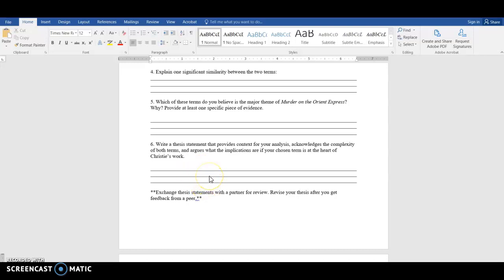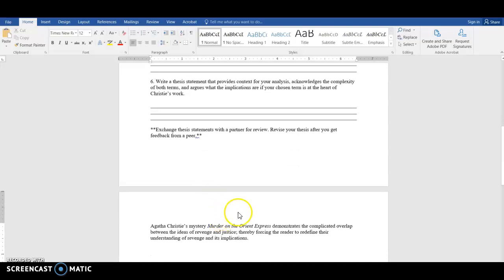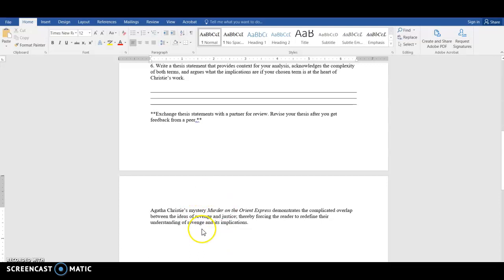Just as an example to kind of help you out, I've written a possible thesis statement for this essay. There are many ways you could argue this with many different nuances. This is just one of many options.